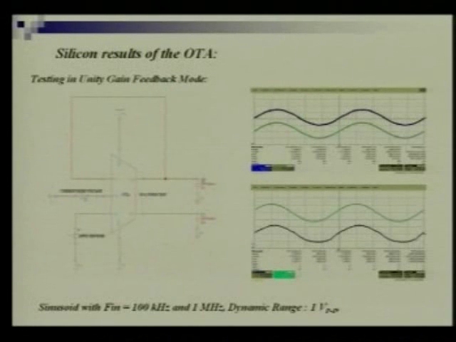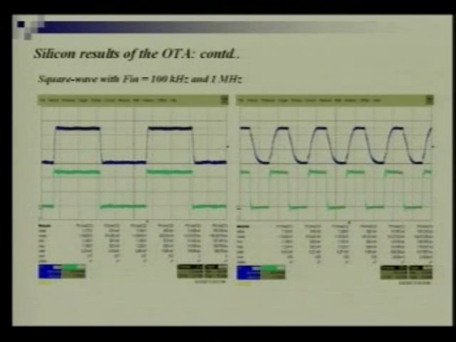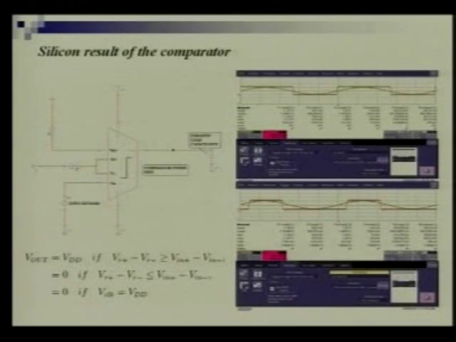These are some silicon results. They have done it with the OTA, which shows the dynamic range is 1 volt peak to peak. These are all the test results, silicon results of the OTA, which have been shown here. This is the silicon result of the comparator.